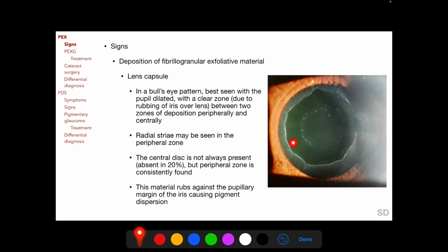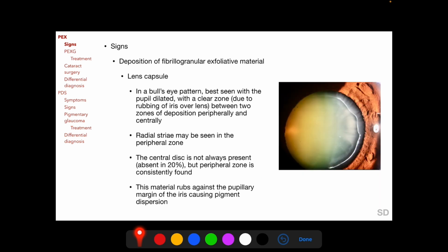And the clear zone between these two locations is due to rubbing of the posterior surface of the iris on the anterior surface of the lens during pupillary dilatation and constriction. Radial striae may be seen in the peripheral zone as seen here in this photograph. The central disc is not found in all patients with pseudoexfoliation as seen in this photograph, but the peripheral zone is consistently found in all patients with pseudoexfoliation.